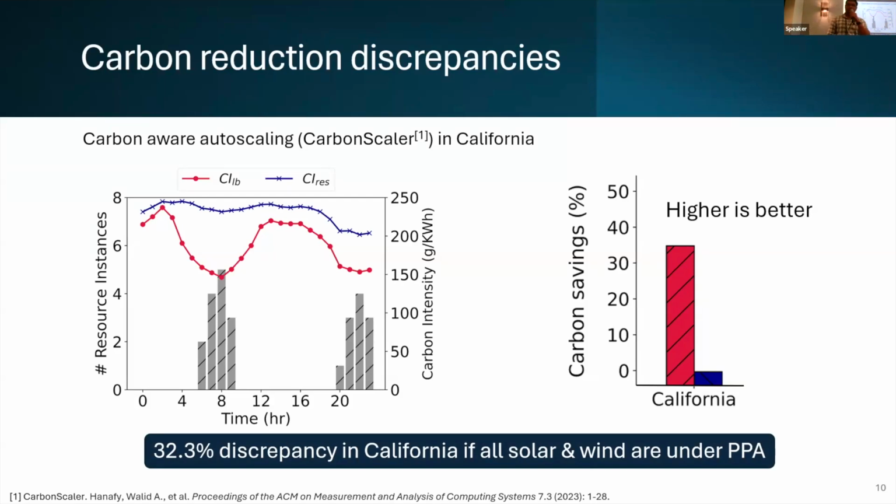In reality, the discrepancy percent may be a little less or maybe much less, because not all solar and wind are under PPA and some are part of the grid. But in this paper, we analyze the worst-case situation to show an upper bound of how much discrepancy is possible.